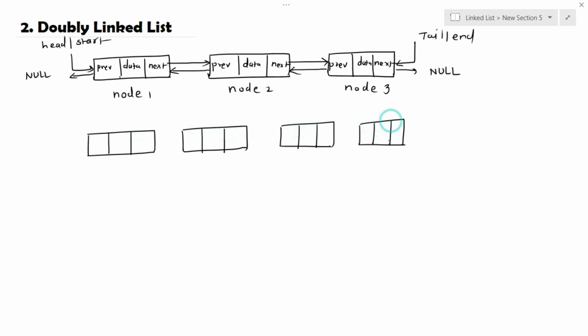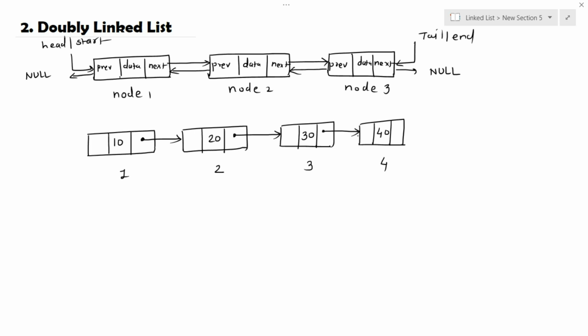The middle partition is data, for example 10, 20, 30 and here is a 40. This is node 1, this is node 2, node 3 and this is node 4. Node 1 next points to the address of node 2. Node 2 next points to the address of node 3.